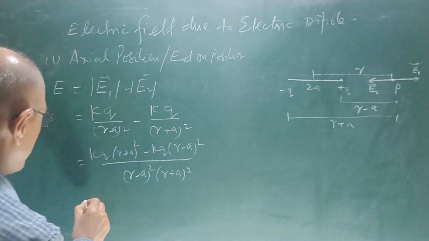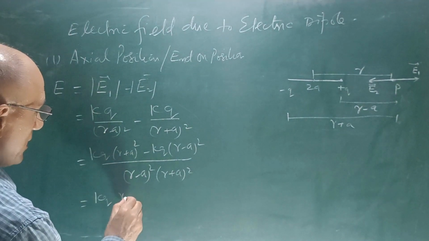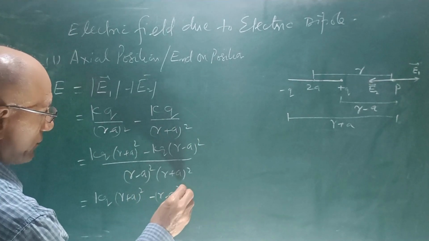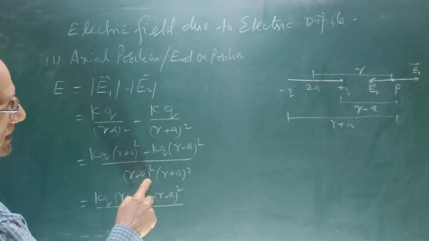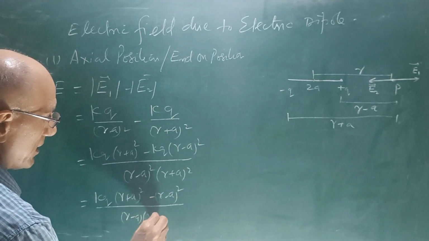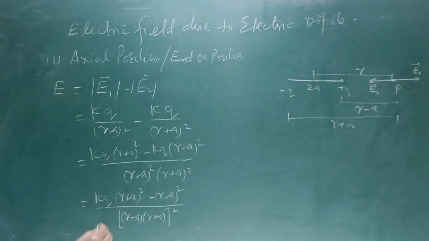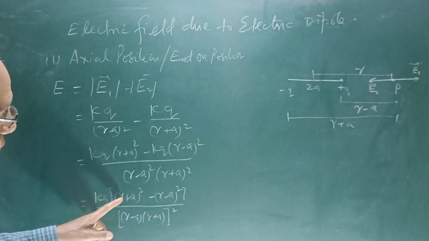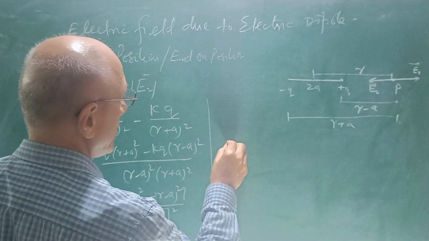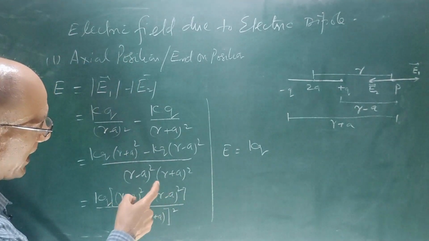So that will be equal to KQ, taking common, then (R plus A) whole square minus (R minus A) whole square upon (R minus A) into (R plus A). That will be... and whole square you can take once. So here you have A square minus B square. So you will get E equals KQ (A plus B) and (A minus B).